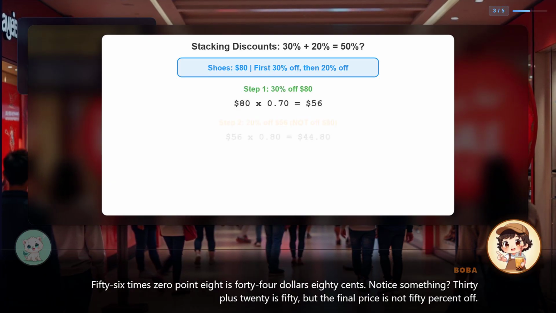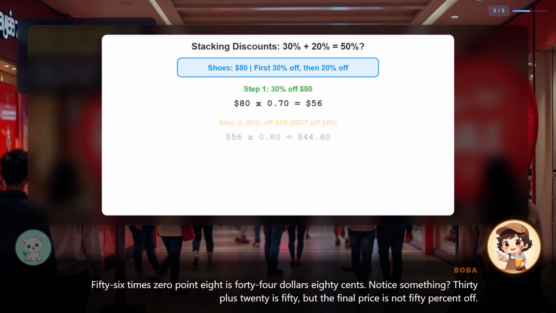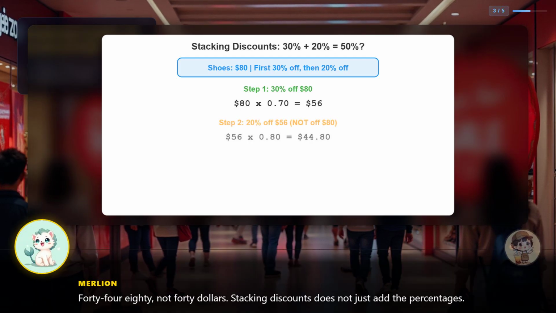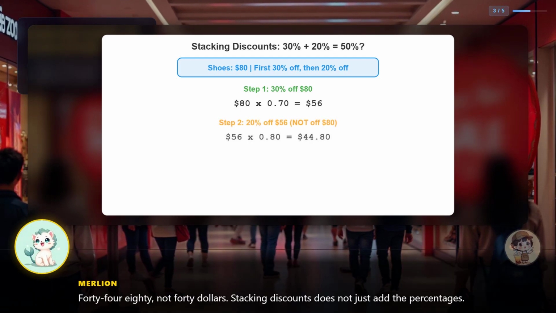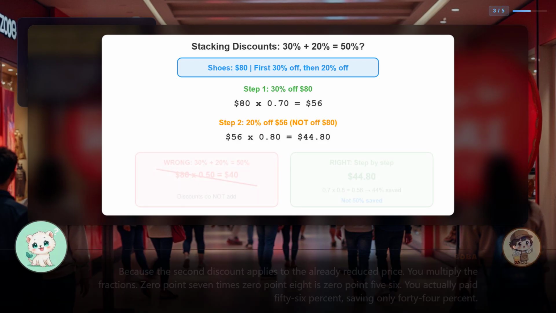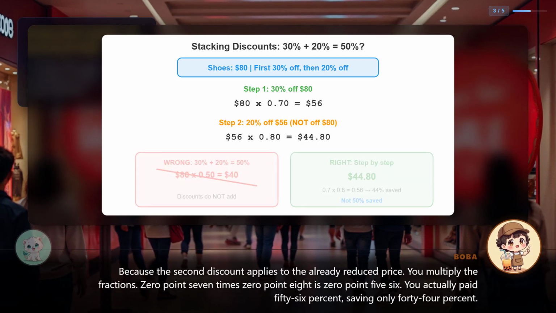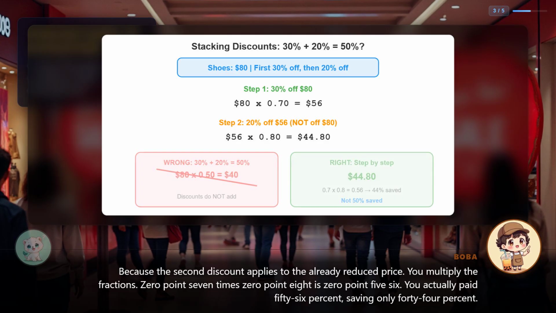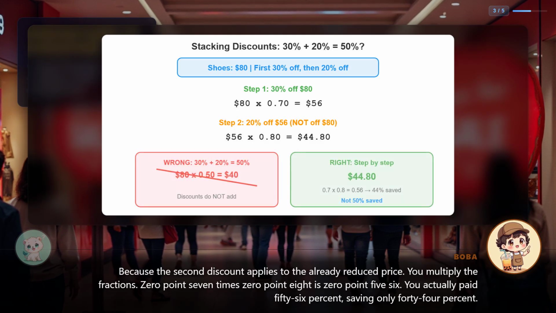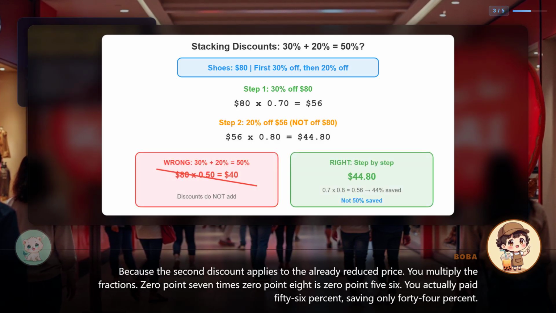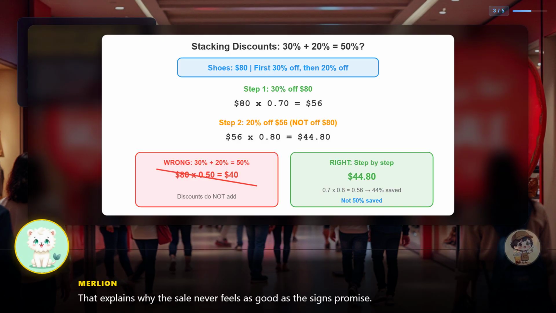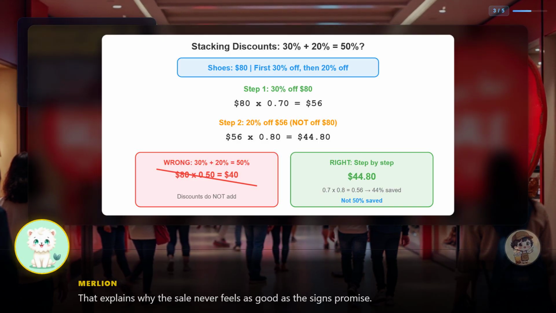Notice something? 30 plus 20 is 50, but the final price is not 50% off. $44.80? Not $40. Stacking discounts does not just add the percentages. Because the second discount applies to the already reduced price, you multiply the fractions. 0.7 times 0.8 is 0.56. You actually paid 56%, saving only 44%. That explains why the sale never feels as good as the signs promise.